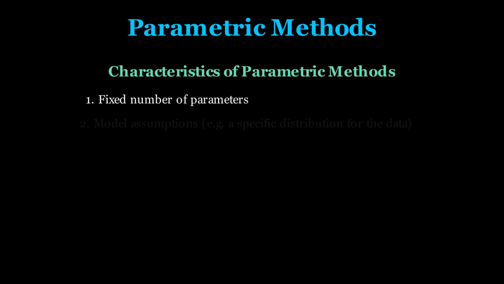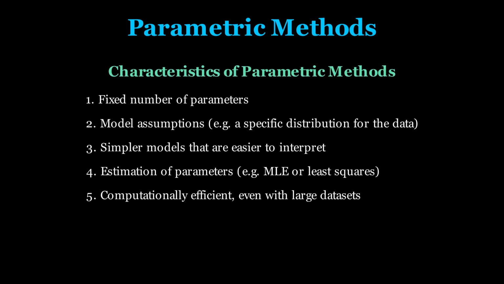Let's summarize the characteristics of parametric methods. 1. They have a fixed number of parameters. 2. They rely on model assumptions, often that the data follows a specific distribution. 3. They tend to be simpler and easier to interpret. 4. The primary task is estimating the parameters, usually with maximum likelihood estimation or least squares. And 5. They are computationally efficient because the number of parameters does not grow with the size of the data.